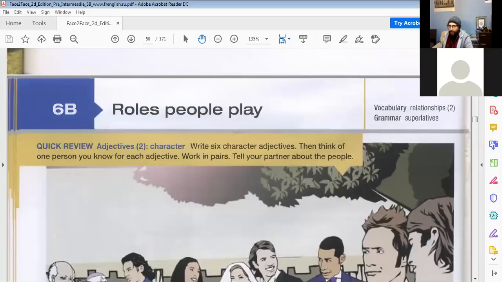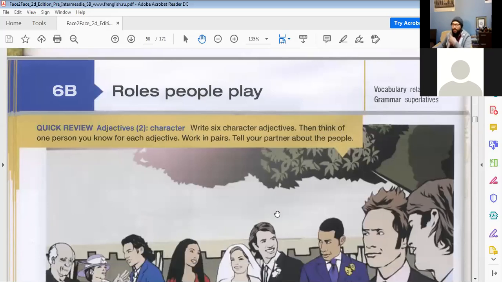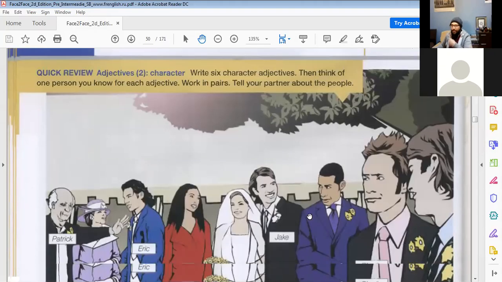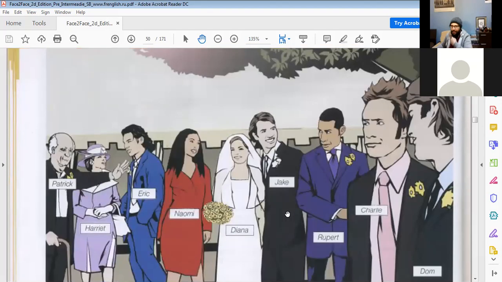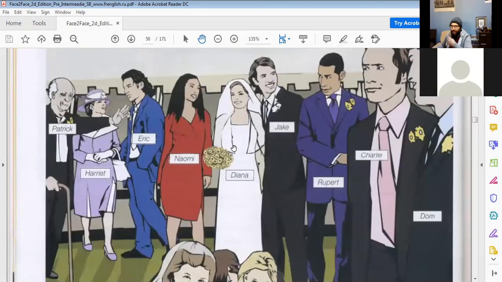So in our last lesson, we talked about this wedding. And of course, we talked about the people in the wedding. We talked about the bride, Diana. We didn't talk a lot about Diana. We just said that she's Naomi's best friend. And we talked about Rupert, who has the successful bar, and he's Jake's best friend. We talked about Eric, who's married to Naomi.